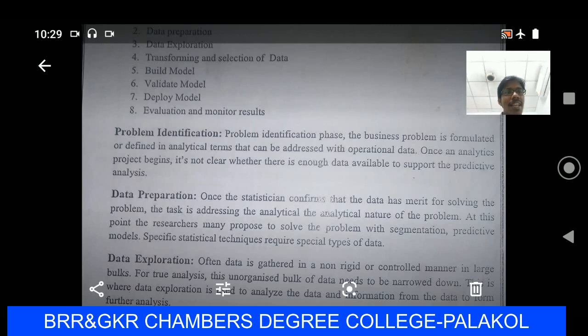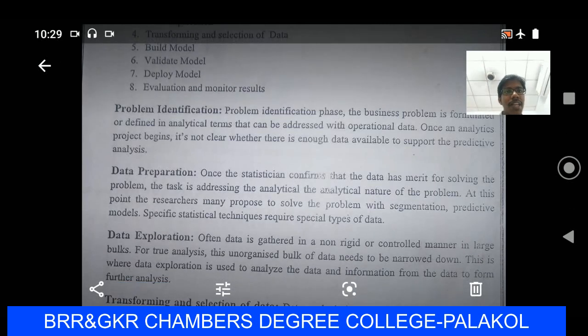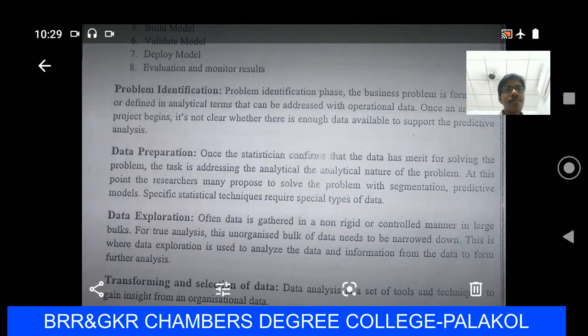Once an analytics project begins, it is not clear whether there is enough data available to support the predictive analysis. That means they first identify whether the data regarding the problem is available or not, and what data is required for the particular problem. Coming to the next step of the life cycle, that is data preparation.